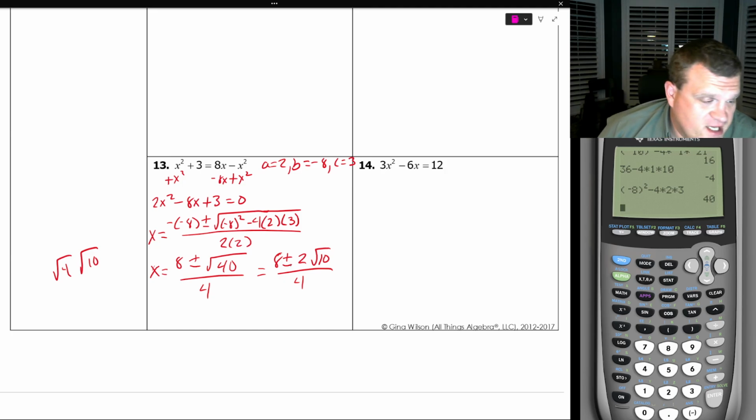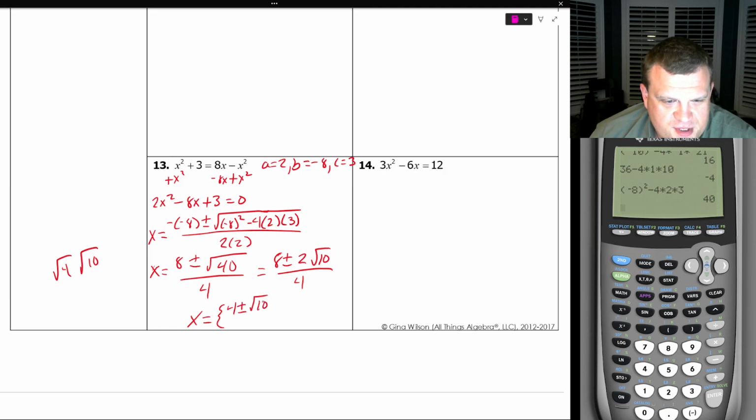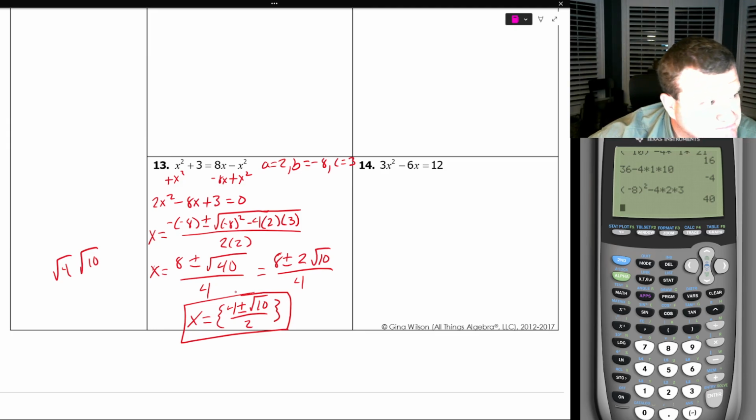These all have a GCF of 2. So 8 divides by 2, 2 divides by 2, the 4 divides by 2. So my solutions are going to be x equals, and we can put it in solution set brackets, 4 plus or minus root 10, because 8 divided by 2 is 4, 2 divided by 2 is 1. Don't write coefficients of 1. All over 4 divided by 2 is 2. And that is it. That's all there is to it.